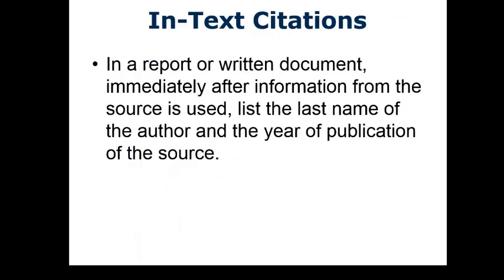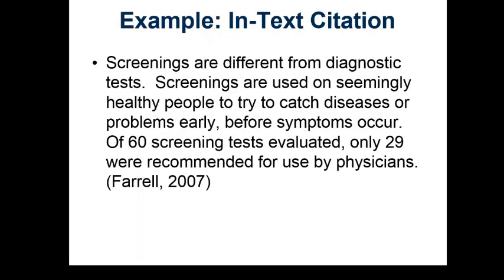So for in-text citations in a report or any other written document, you always want to put your in-text citation immediately after your information, and you are going to just list the name of the author, and if they give a publication year, you'd want to put that year as well. Now there are times where they don't always have an author, so if there's no author listed, you would use the name of the organization, and I'll show you what that looks like in a minute.